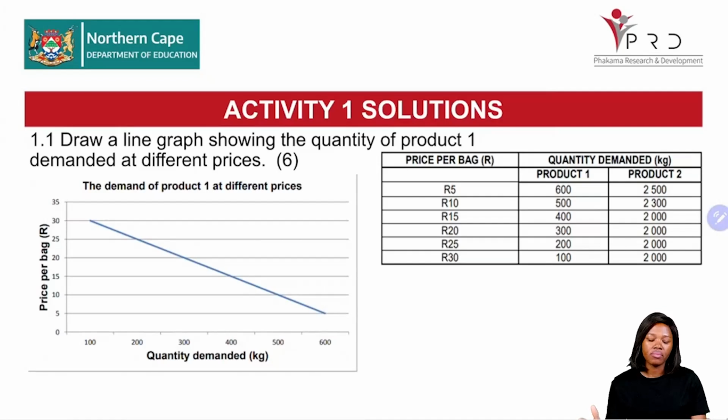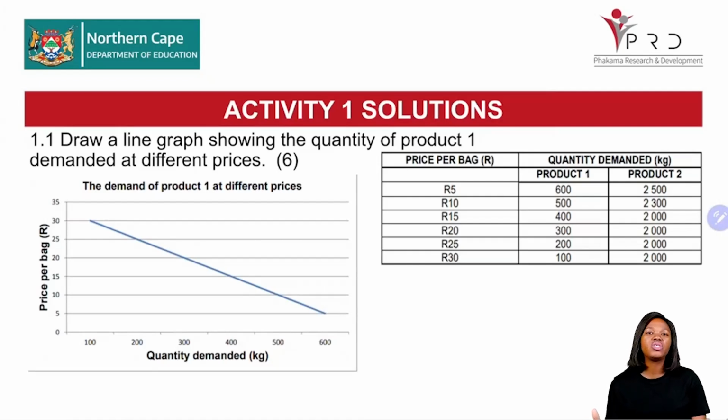Now, firstly, the total mark for this graph is 6 marks. You must be able to obtain the whole 6 marks. There is no need for learners to obtain 2 or 3 marks or 4 or even 5. This whole 6 is your low hanging fruit. So you must be able to obtain all these marks for the final examination. Now, draw a graph showing the quantity of product 1 demanded at different prices, for 6 marks.